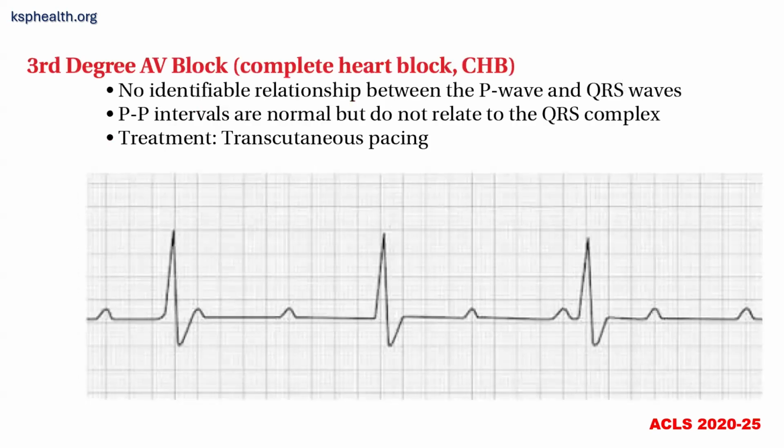Third degree heart block, there is no identifiable relationship between P wave and QRS complex. They march completely different, uncoordinated. The PP intervals are normal but do not correlate with QRS complex. Treatment, transcutaneous pacing. It's very important to recognize, do transcutaneous pacing using AED and transfer to the facility where the permanent solutions can be done for the patient.